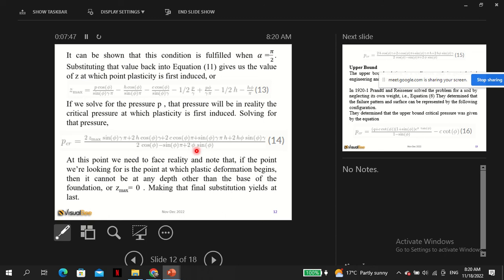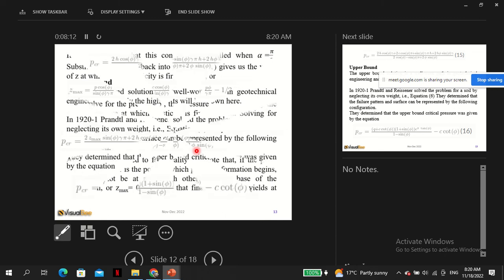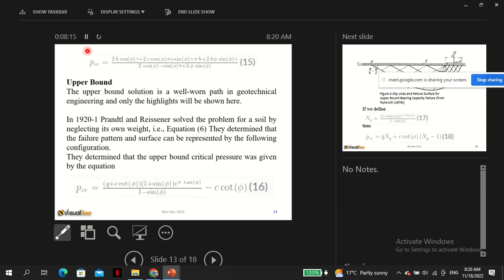At this point we need to face reality and note that if the point we are looking for is the point at which plastic deformation begins, then it cannot be at any depth other than the base of the foundation. If z max is 0, making the final substitution, then at last we have the lower bound solution.